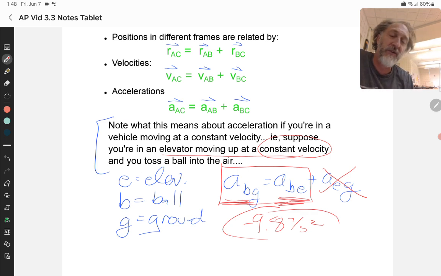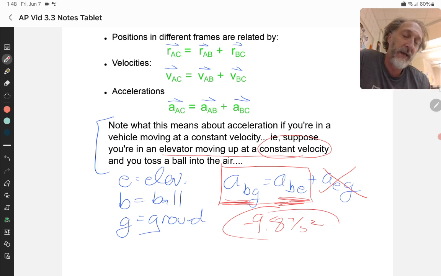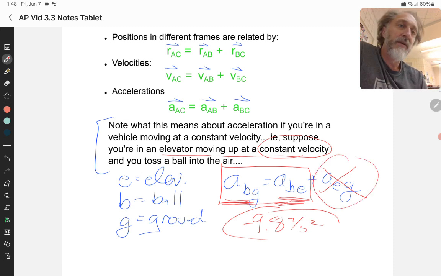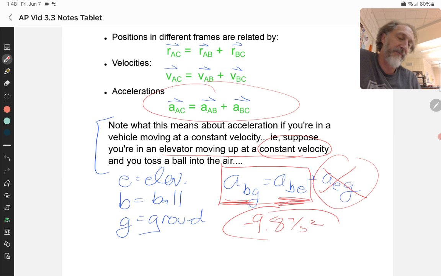So what this means is if you're in an elevator and the elevator is moving up at a constant velocity, you can throw something up into the air and it behaves exactly the same as it would if you were standing on the ground, okay? As long as the elevator is not accelerating relative to the ground, okay? Now, if the elevator is speeding up or slowing down, then things get wonky and then you've got to deal with this, all right?